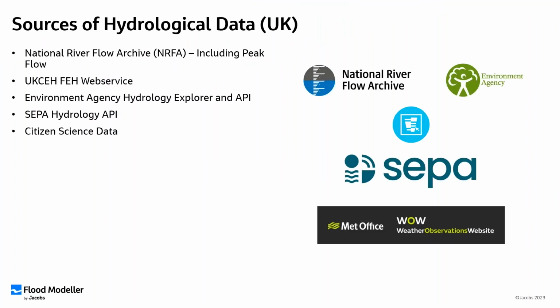I've focused here on the UK, but this is equally applicable globally, where far more data sets are available to us. But in the UK, the primary sources of hydrological data are the National River Flow Archive, published by UKCEH, and that's a great source of information about river gauges across the whole of the UK, including the peak flow data. This is the highest quality river flow data we've got, as well as quality flags and other information.